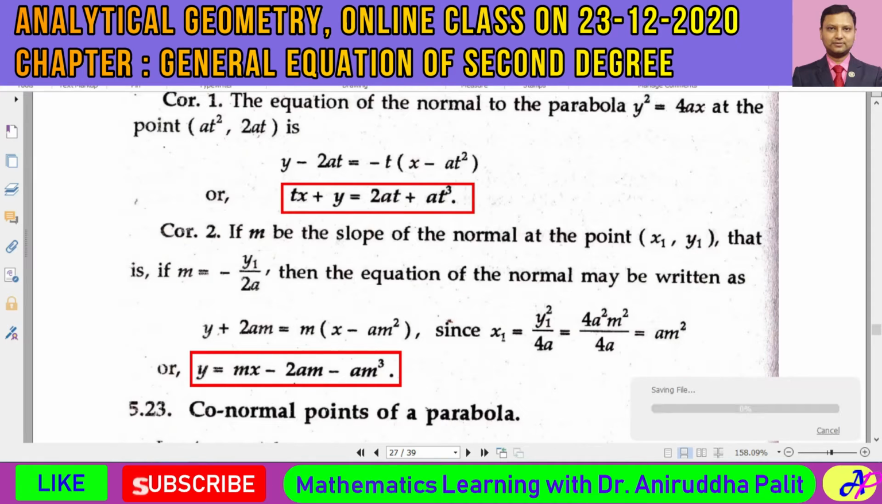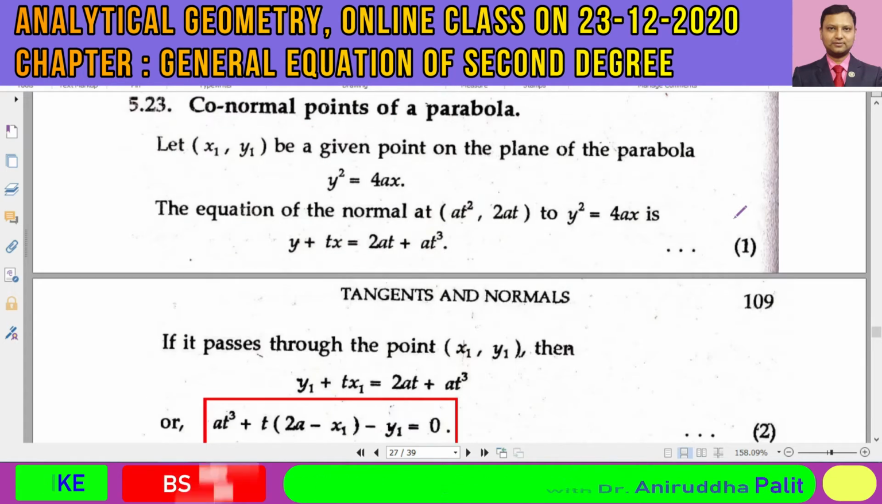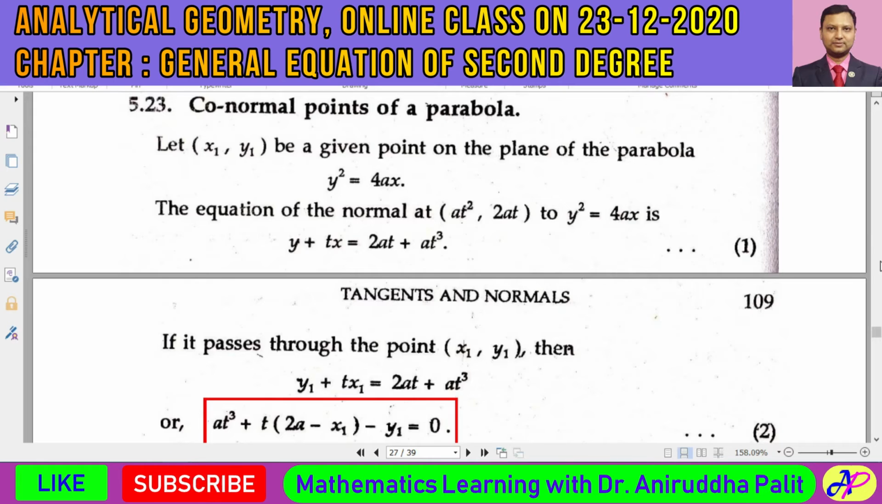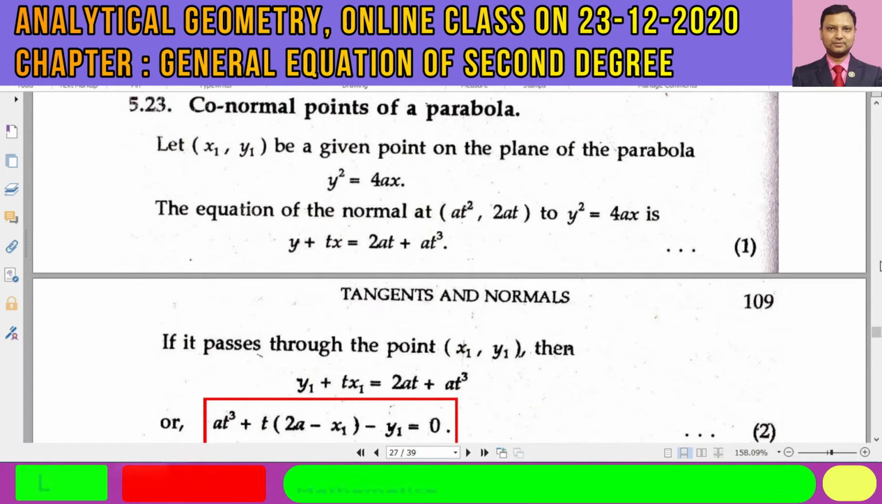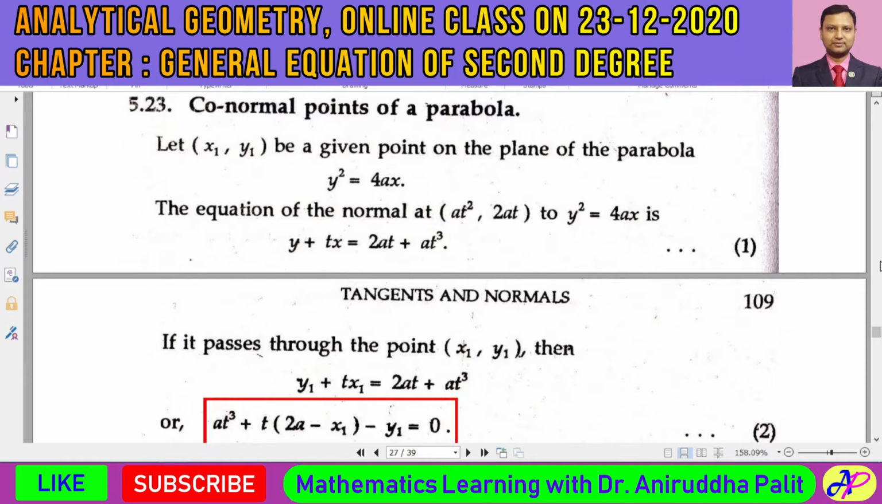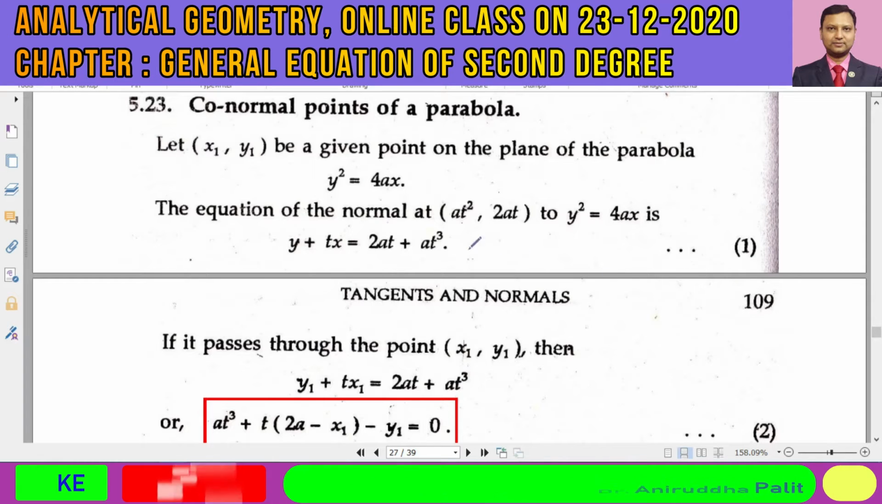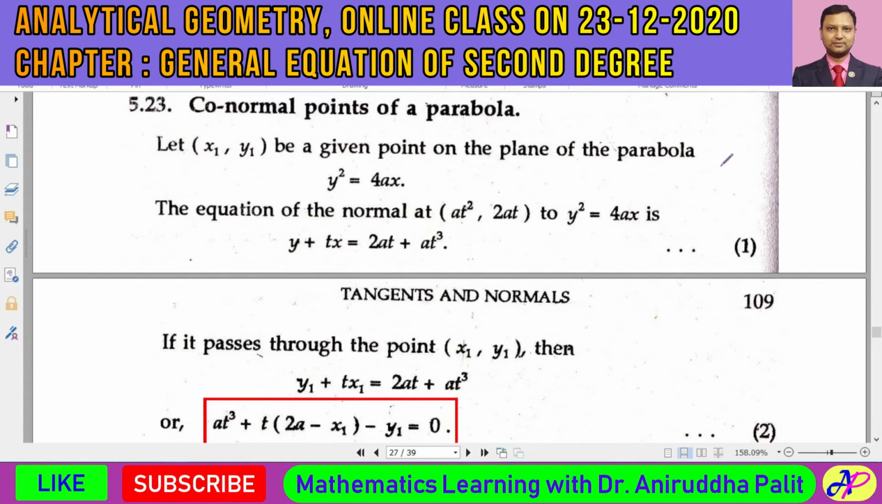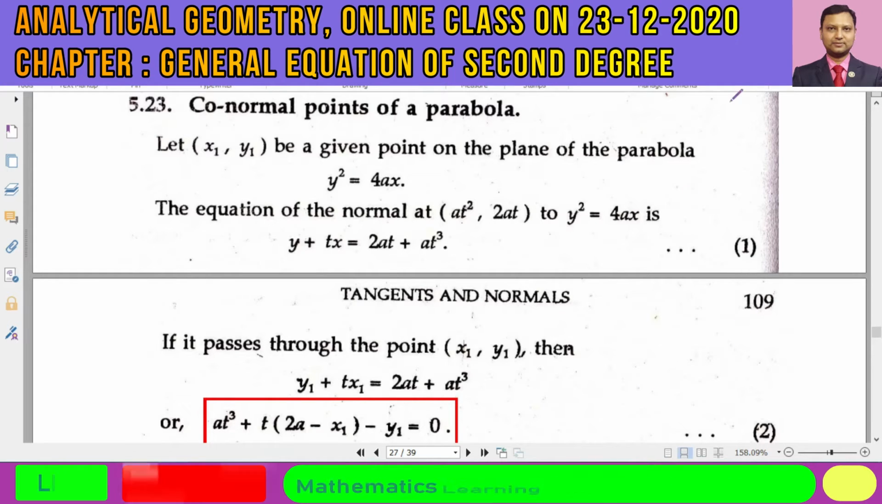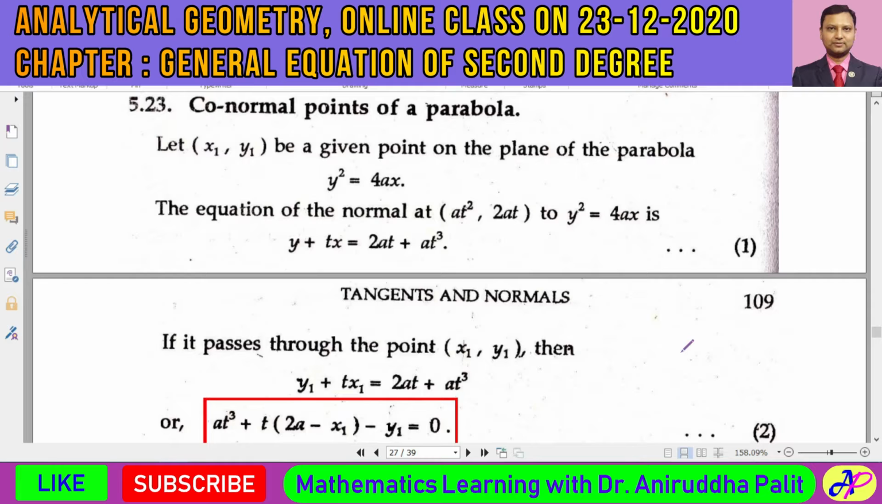And there is one more concept that is called the conormal points of a parabola. I'm trying to firstly discuss something related to normal. Then I shall discuss something related to tangent. Some results that you need to remember related to tangent and related to normal. As I'm presenting this portion of normal, let me first complete the discussion related to normal. So over here, there is a concept that is called the conormal points.